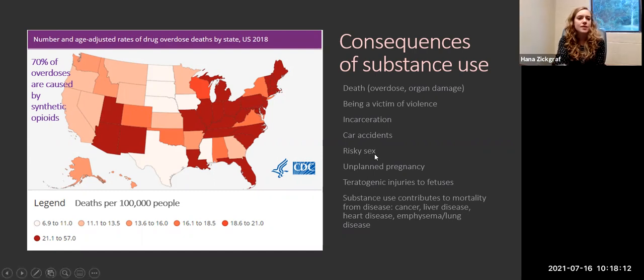This map shows the rates of overdose deaths in the United States. This is the most recent figure I could find for 2018. We do know that overdose prevalence and deaths increased the most dramatically that they ever have in the year 2020 during the coronavirus pandemic. The vast majority of substance overdose deaths are caused by synthetic opioids, so prescription painkillers, heroin, fentanyl.